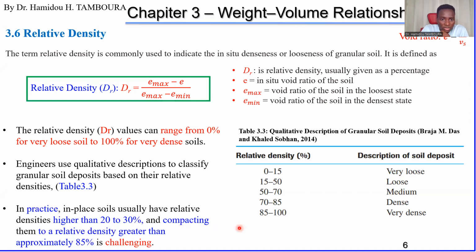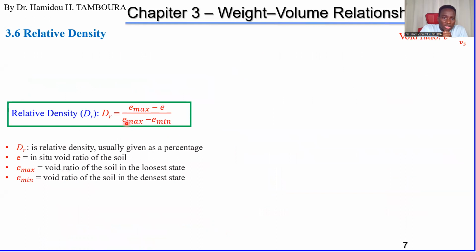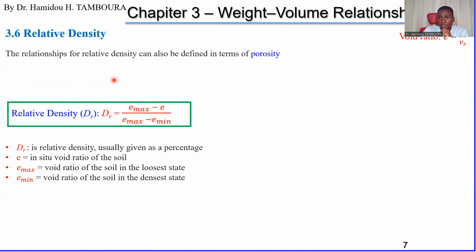I hope you got it. So I will just keep this formula here, okay? Because we will try to estimate this relative density by using other parameters. But remember, the basic formula for relative density is this one. So instead of using void ratio here, we can use porosity also to estimate the relative density. How do we do that?